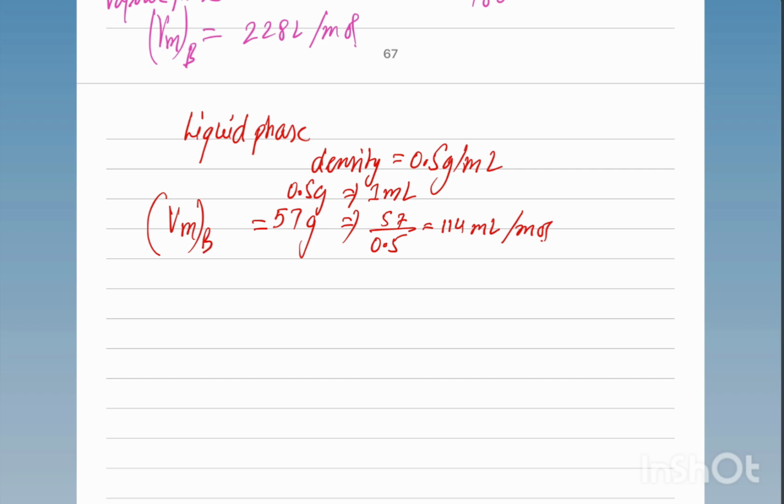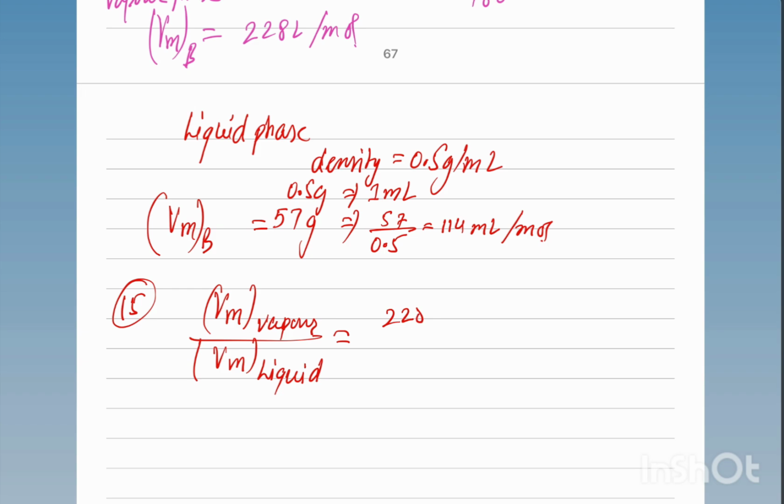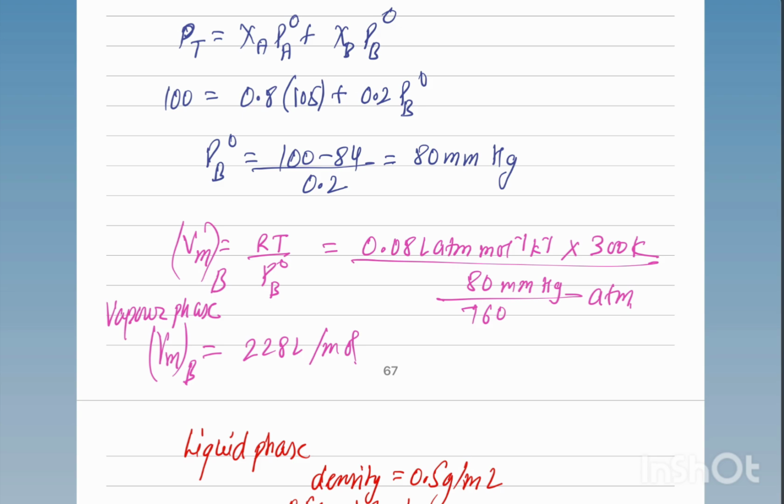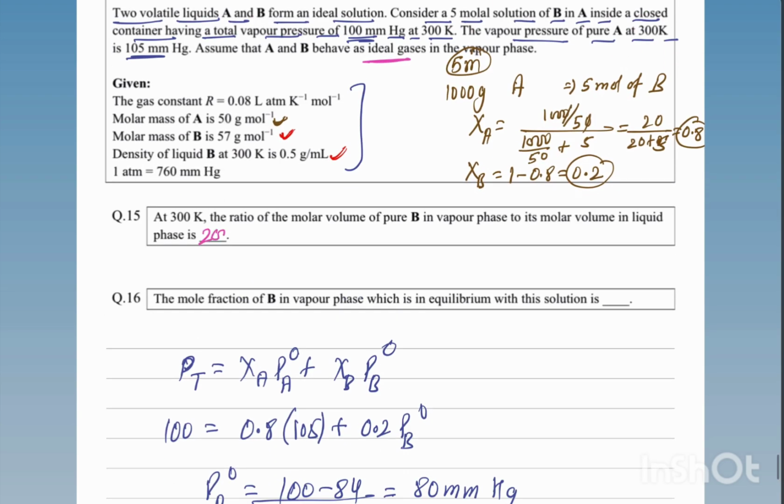So now we have to calculate the ratio. In the 15th question it has been asked, we have to tell the molar volume of B in the vapor phase divided by the molar volume of B in the liquid phase, and we have calculated both. In the vapor phase it will be 228,000 ml per mole, and in the liquid phase it will be 114 ml per mole. Now we cancel out. If we cancel these, the 228 is 2 times 114, so this will be 2000. So 2000 should be the correct answer for the 15th question.